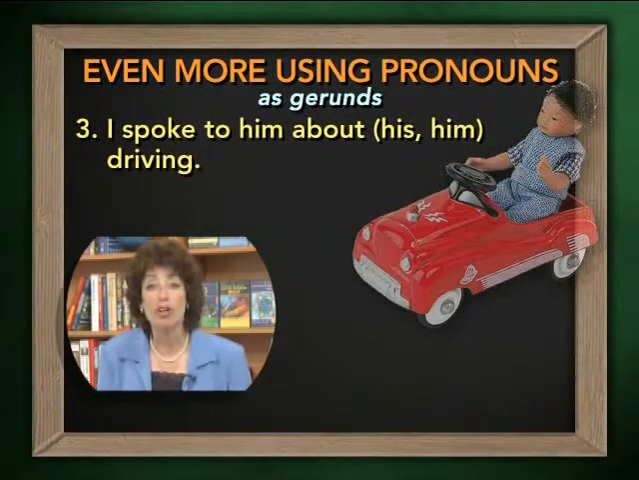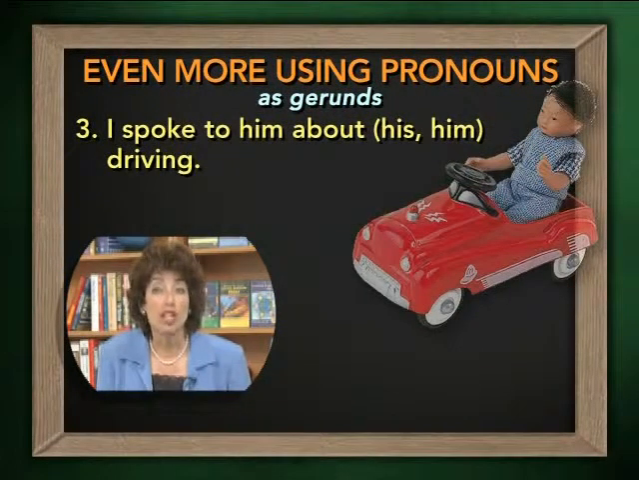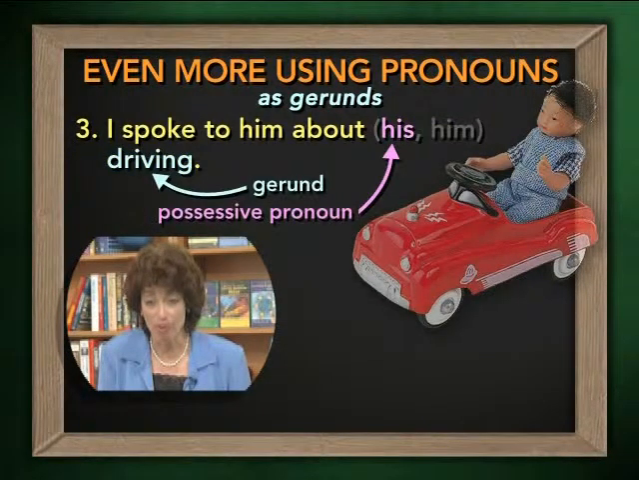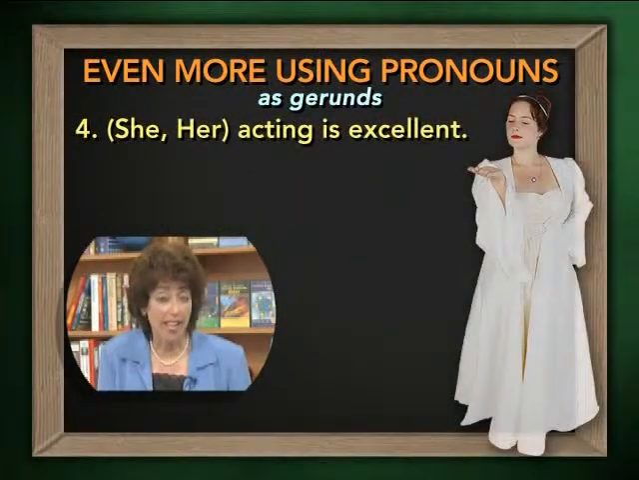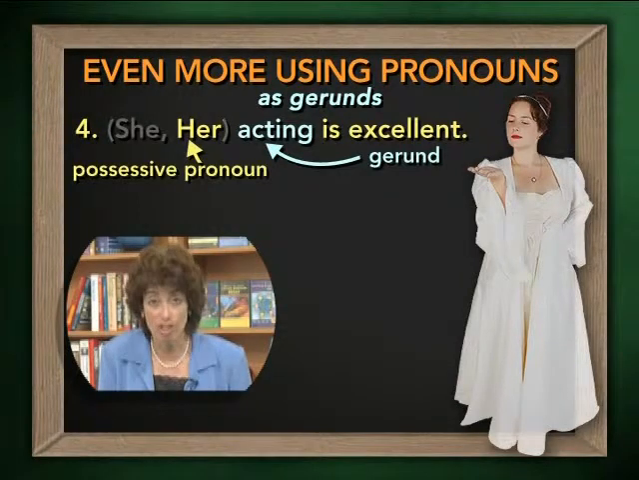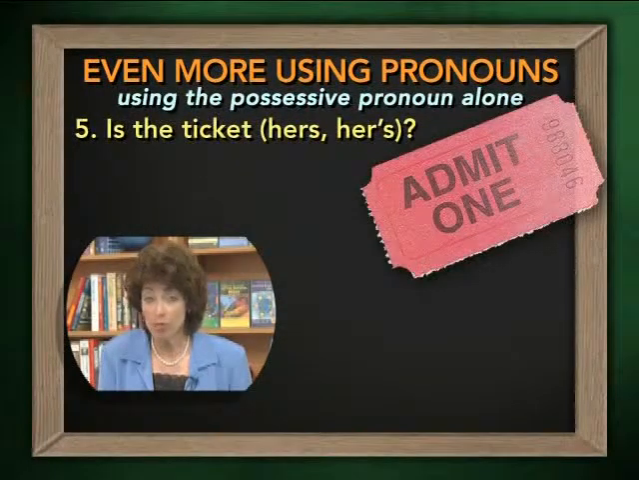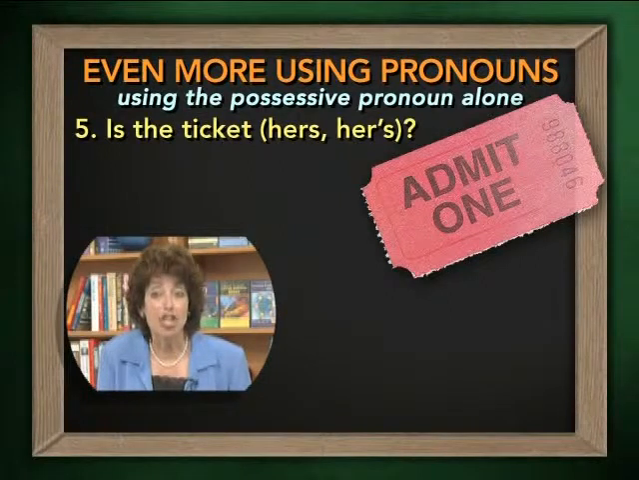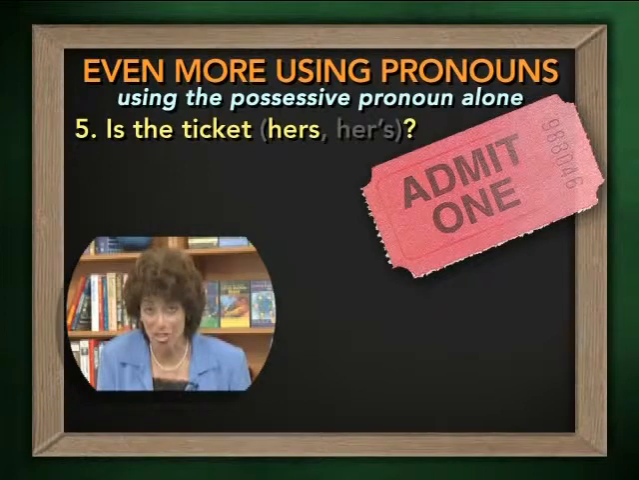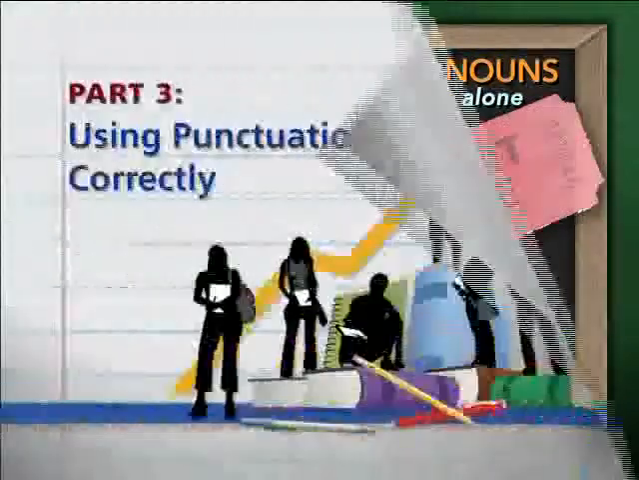With the gerund, number three, I spoke to him about him driving. Well, the gerund is driving, so I need the possessive form. She and her acting is excellent. Acting is the gerund, so I need the possessive her. Using the possessive pronoun alone, is the ticket hers or hers with an apostrophe? We said earlier that you cannot add apostrophes, so reading it again, is the ticket hers or not a word? It has to be the first choice.